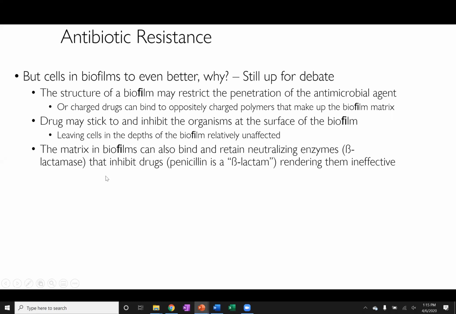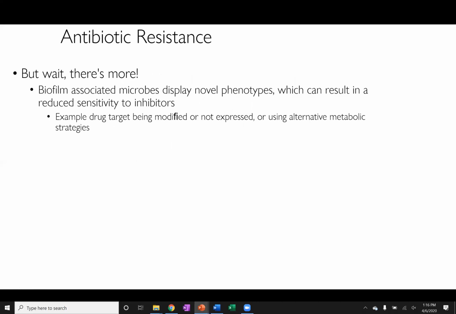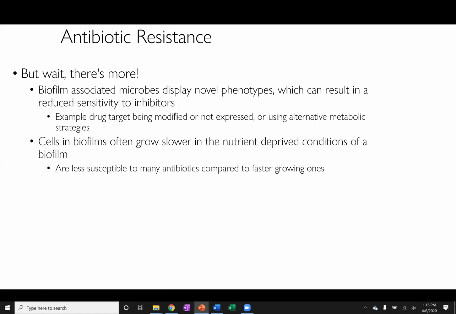So we're thinking of something like a beta lactamase that might inhibit these drugs. These microbes might inherently produce things that won't allow these antibiotics to get deeper down, and thus fully disrupt the biofilm infection. But there's even more here. Biofilm microbes also display novel phenotypes, which may particularly lead to the reduced sensitivity to these inhibitors. So for example, drug targets can be modified or not expressed, or the cell can be used via alternative metabolic strategy.